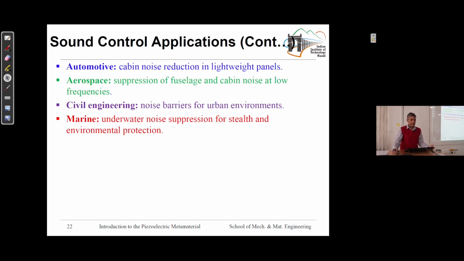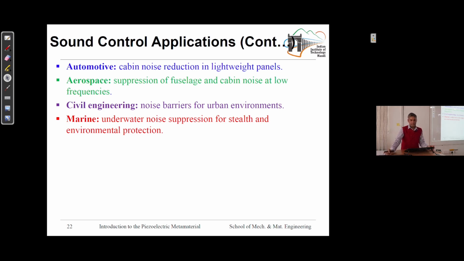Again, further applications: in automotive, cabin noise reduction in lightweight panels. In aerospace, suppression of fuselage and cabin noise. In civil engineering, noise barriers for urban environments. And in marine, underwater noise suppression for stealth and environmental protection.